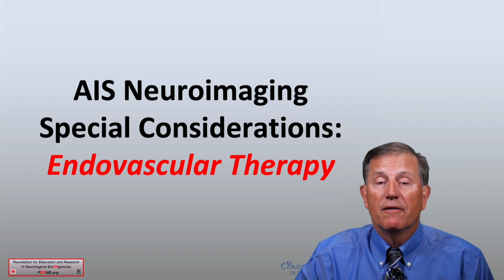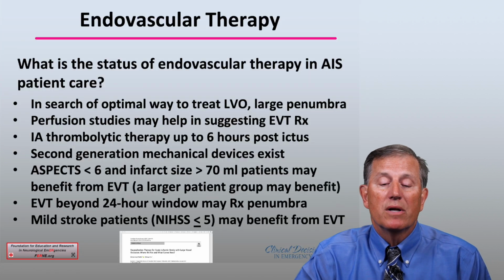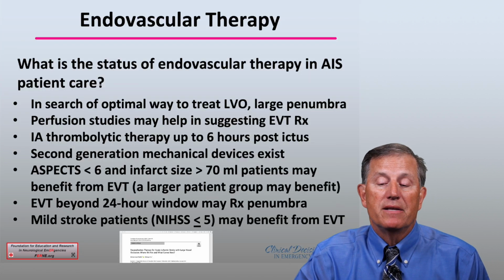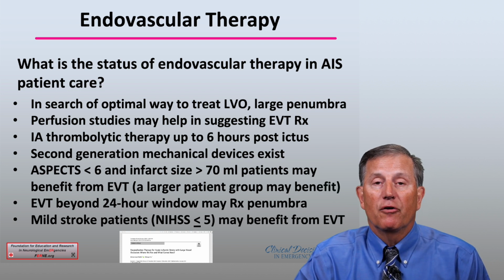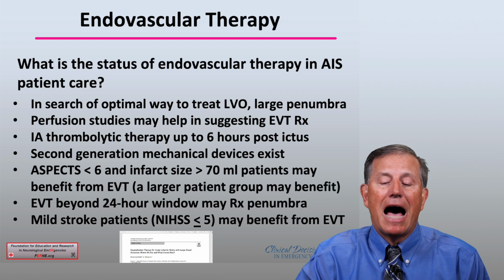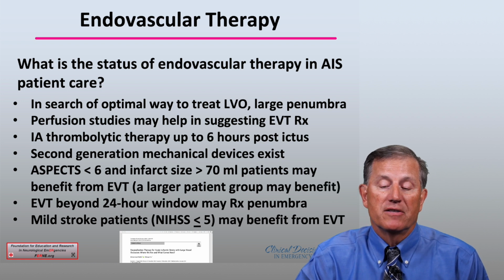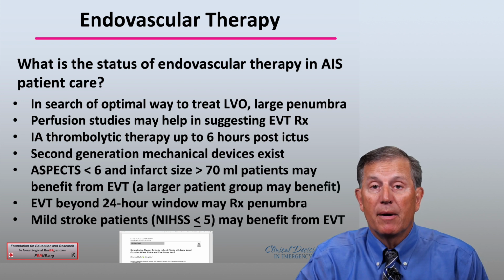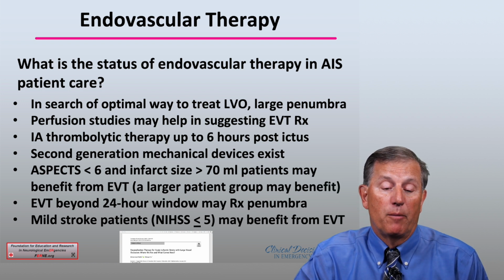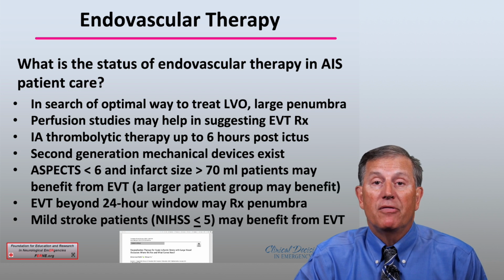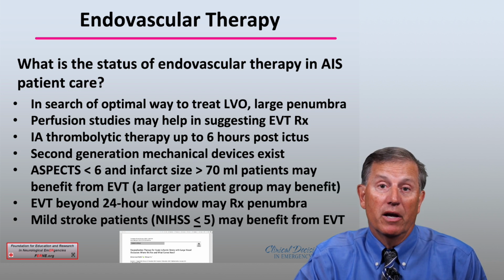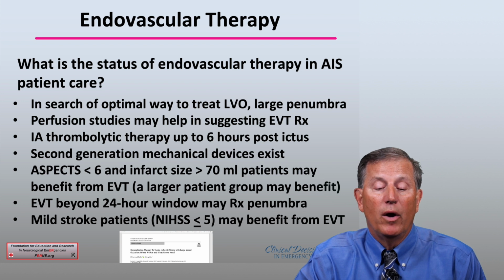Now, what about endovascular therapy? So what's the status of endovascular therapies in acute ischemic stroke patients? So endovascular therapies are really in search of the optimal way to treat large vessel occlusions and large ischemic penumbras when there is a small core infarct. We know that perfusion studies help in suggesting when EVT might be therapeutic, especially beyond the 6 hour window.